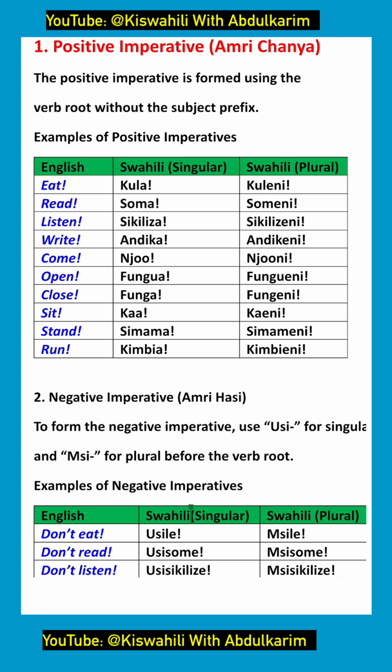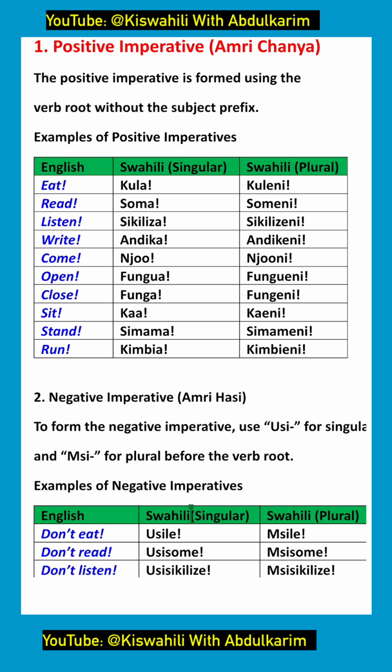Listen, we say sikiliza to one person. If there are many, sikilizeni. Write, andika. And if there are many, we say andikeni. Come, njoo. And if there are many, we say njooni. We have another verb for come, which is kuja. And if there are many, you say kujeni. Though some people say the word kuja is impolite, it's just a normal Swahili verb.